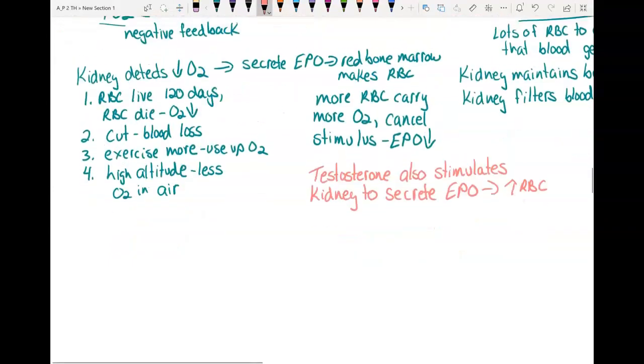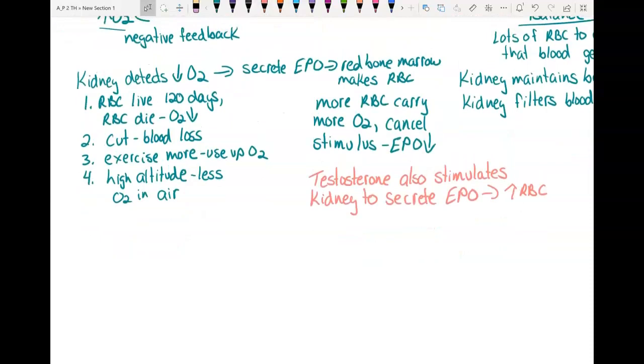So in general, men have more red blood cells than women. And that hematocrit is the measure of your red blood cells. So men tend to have higher hematocrit.